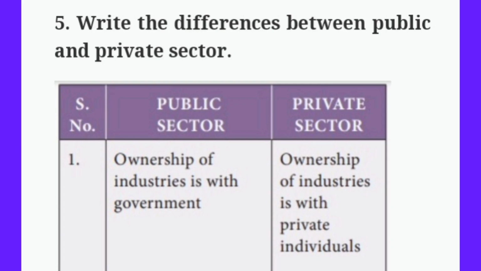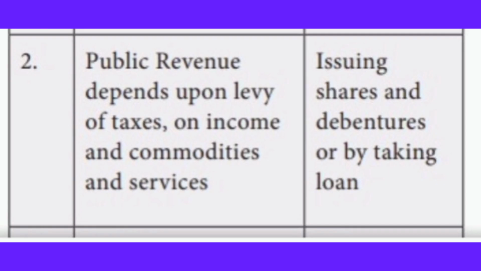Fifth question, write the differences between public and private sector. First one, public sector: ownership of industries is with the government. Private sector: ownership of the industries is with private individuals. Second point, public sector: revenue depends upon levy of taxes on income, commodities and services. Private sector: raises funds by issuing shares and debentures or by taking loans.